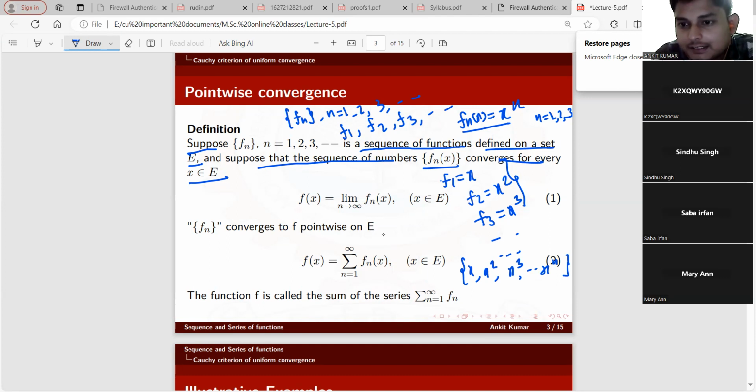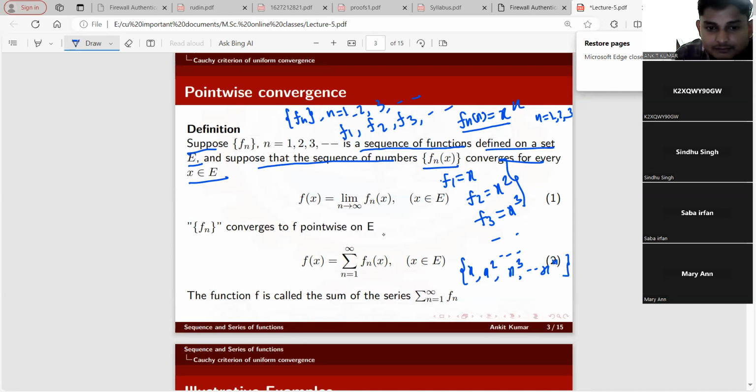So first of all, we formulate the problem in the form of a sequence of functions. After that, we talk about the convergence of the functions: how we define convergence, and how we check the convergence of a sequence of functions. The basic terminology of this chapter is how we use different methods for checking the convergence of a sequence of functions and the convergence of a series of functions.